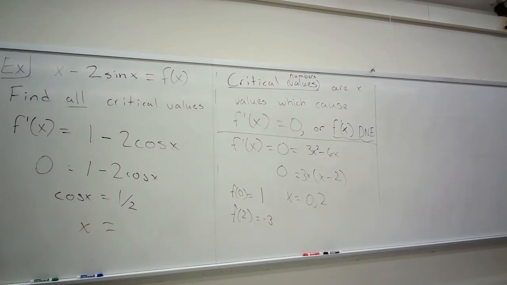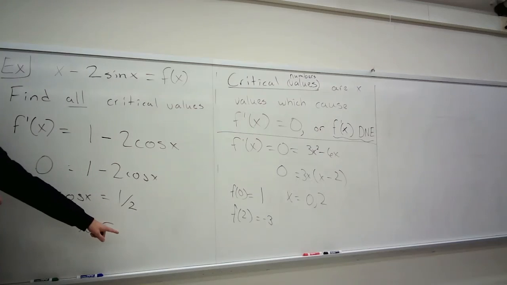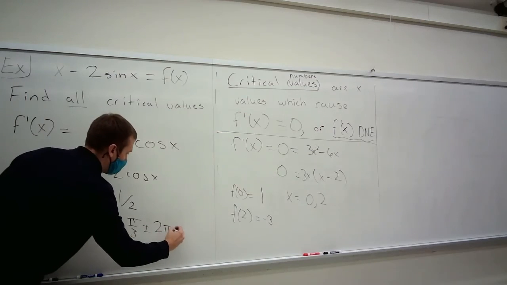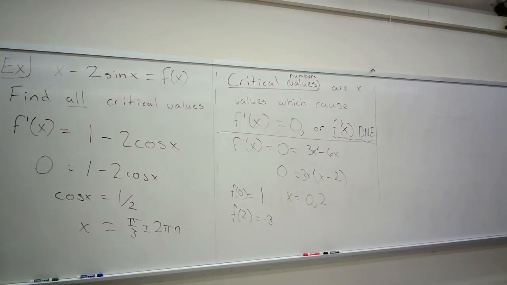You say not just those, but pi over 3 plus pi, pi over 3 plus 2 pi, pi over 3 plus, that said pi, didn't I? I meant 2 pi's. Pi over 3 plus 2 pi, pi over 3 plus 4 pi, pi over 3 plus 6 pi, likewise for this one, or subtracting around. So we can come up with an entire list. Pi over 3 plus or minus 2 pi n. And in order to capture this minus, I have another plus or minus there on pi over 3. And that's the list of all critical values for this function.